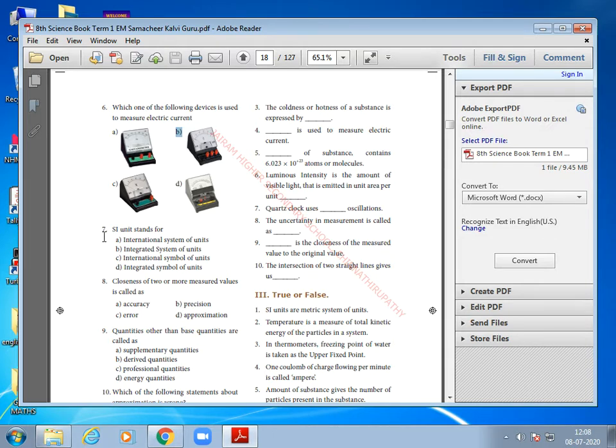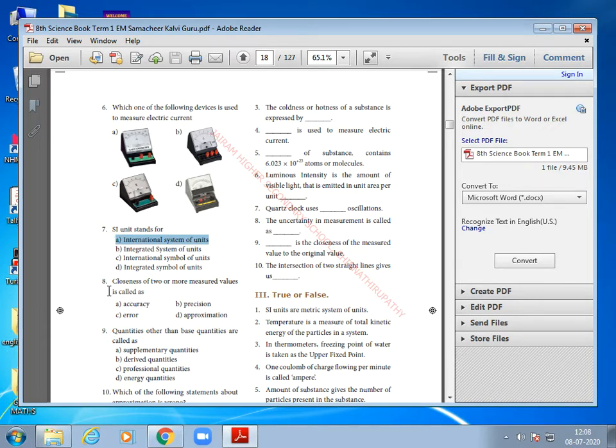Next is the seventh question. SI unit stands for International System of Units. Option A is the correct answer.